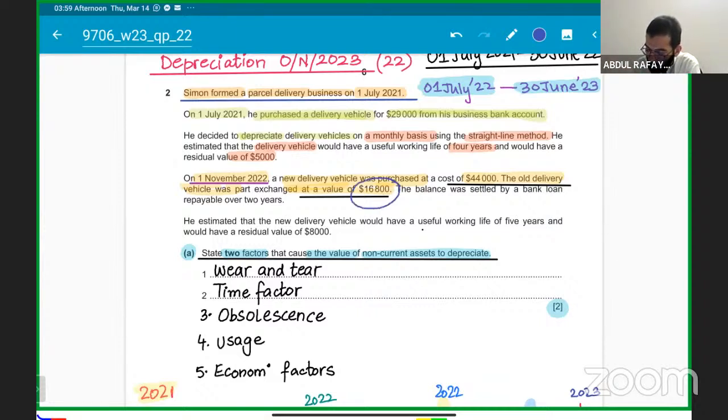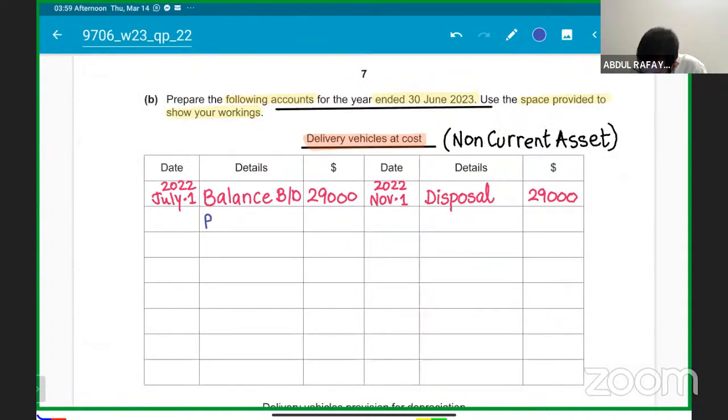So the company, the organization, or the shop person offered him $16,800 for this 29,000 vehicle. Simon said okay, not a problem. So 16,800 will be considered as the disposal part exchange value. We can write down that the part exchange or disposal value is basically 16,800.